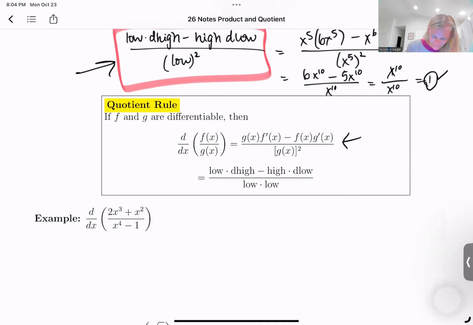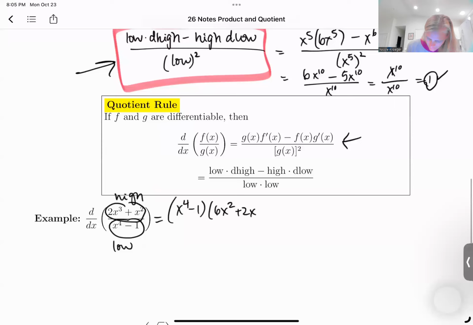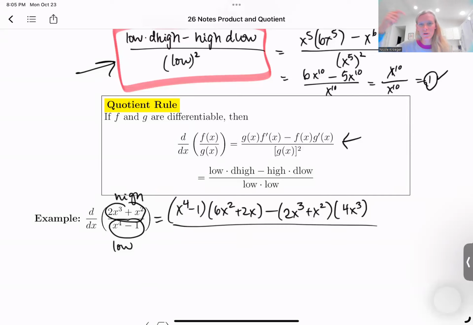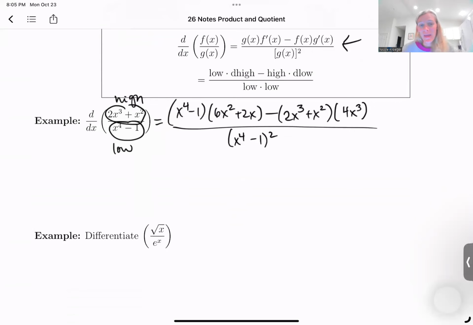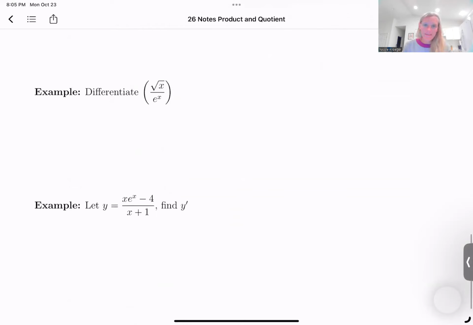So 4x minus 1 is my low. My d high is going to be 6x squared plus 2x. That's the derivative of my numerator. Minus high. I leave the high alone. And my d low is 4x cubed. Okay, notice that the quotient rule has subtraction in it. The product rule had addition. And now I need low squared. And we just leave it like this. This could probably be simplified a little bit. Just leave it. I'm okay if you don't simplify quotient rule problems. Okay, let's just keep going.